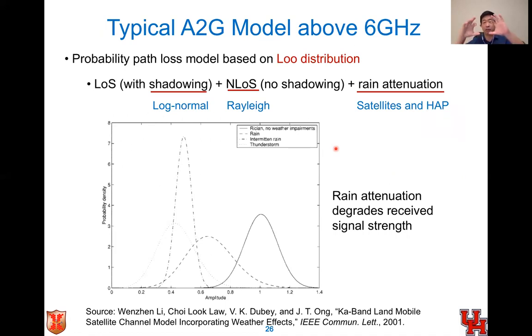We design a board and then try to measure this kind of rain attenuation, and then use the terrestrial internet to send it back to the transmitter. If there's a higher rain attenuation, ask the transmitter to increase the power. So we have this closed loop power control.